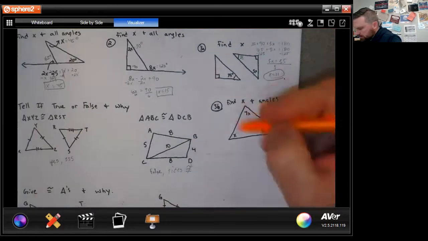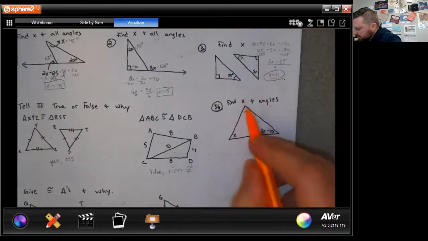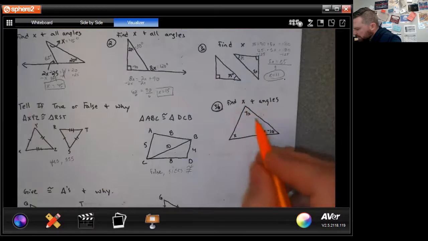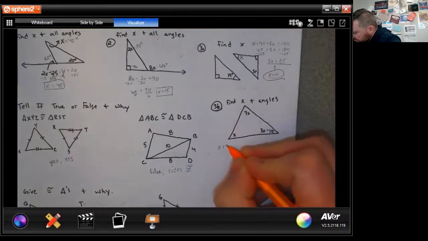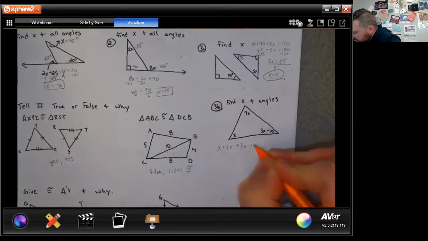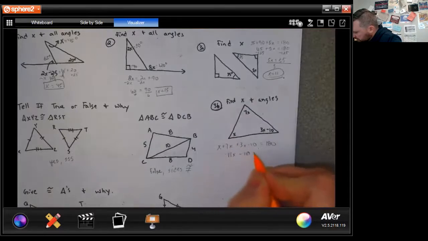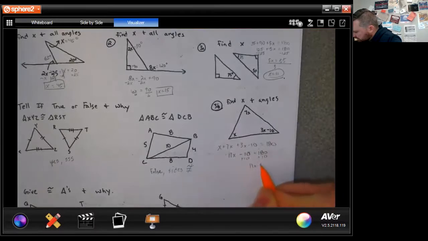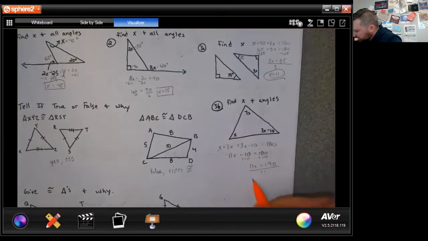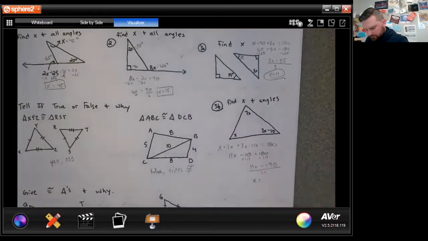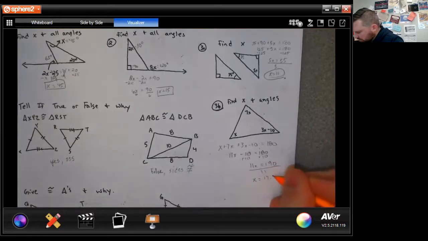Oh, here was another one from this top one here. Find x and angles. Okay, so again, we're taking all three angles and add them up and set them equal to 180. Okay, so you got x, x, and x. So 7, 8, 9, 10, 11x minus 10 equals 180. Add 10. 11x equals 190. Divide everything by 11. And you get 17.27.